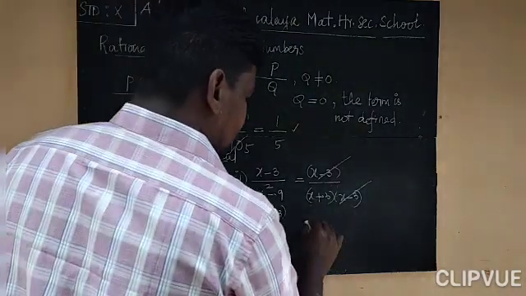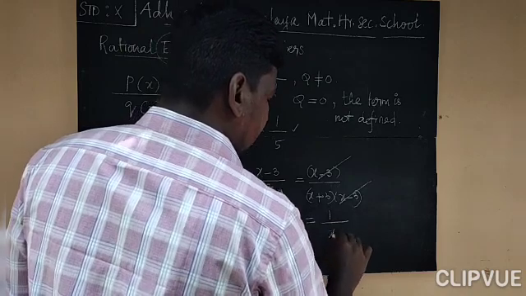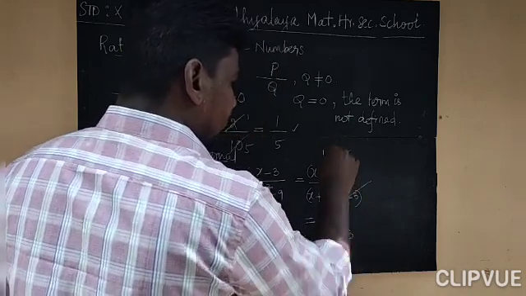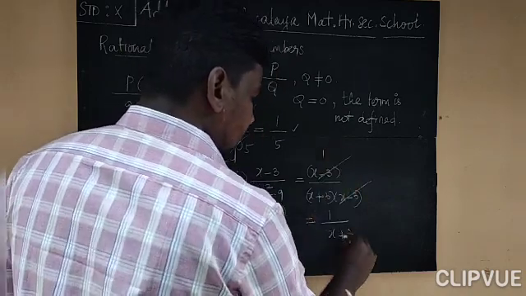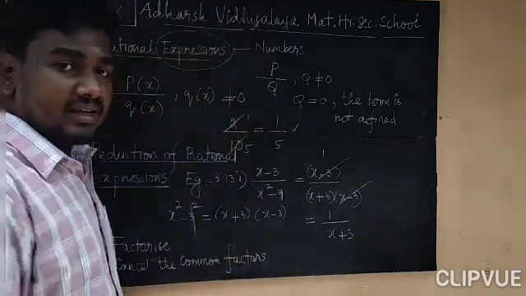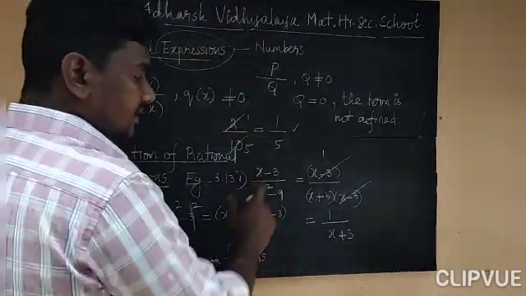Okay. So next we got 1 by x plus 3. Numerator has 1, denominator has x plus 3. So 1 by x plus 3. This is the irreducible form of this rational expression.